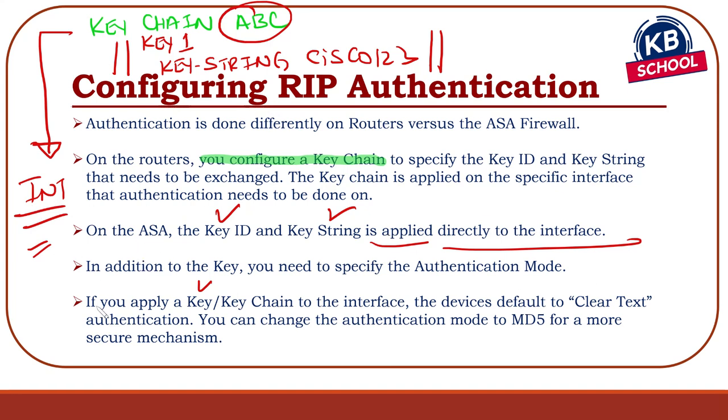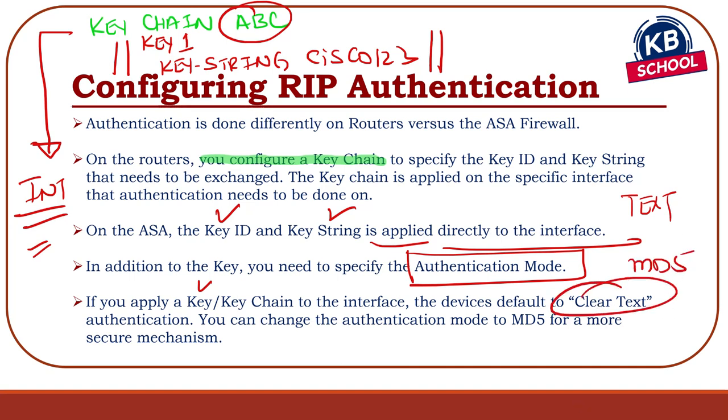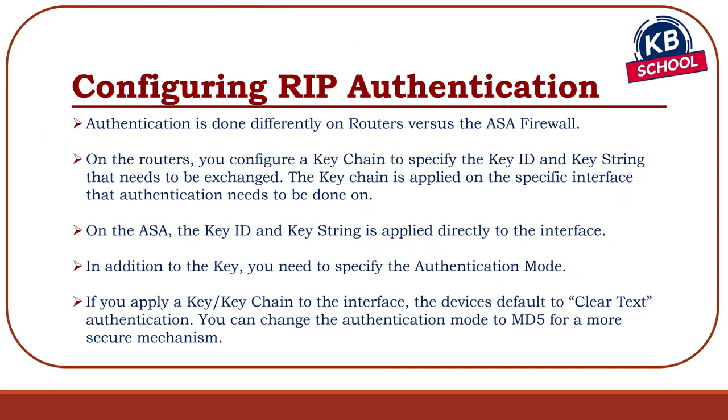In addition to the key, you also need to specify what mode you want to set up. As I said, there's two different modes, text or MD5. If you don't specify a mode, the default is clear text. As soon as you apply a keychain or a key to the interface, the authentication mode is automatically set to clear text. All right.